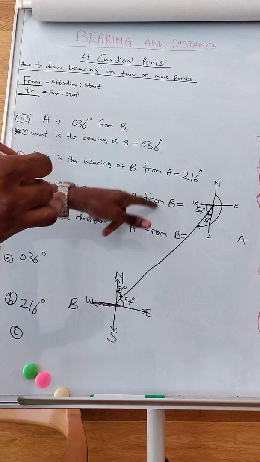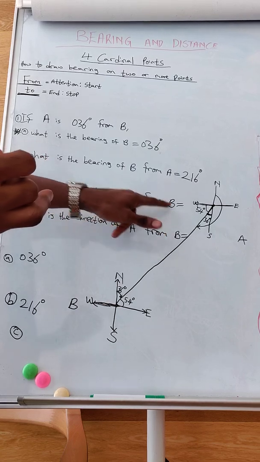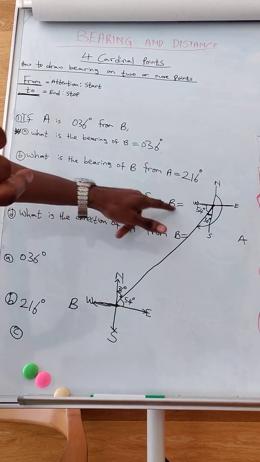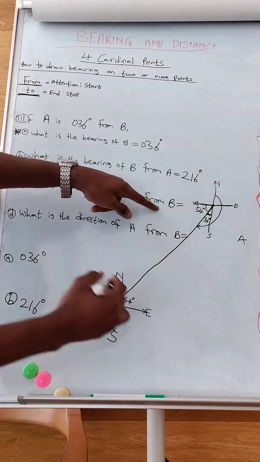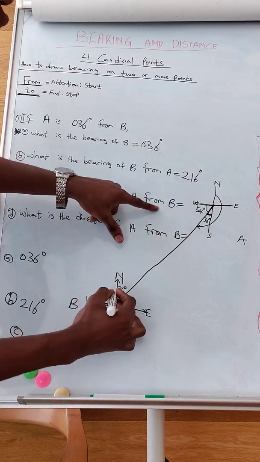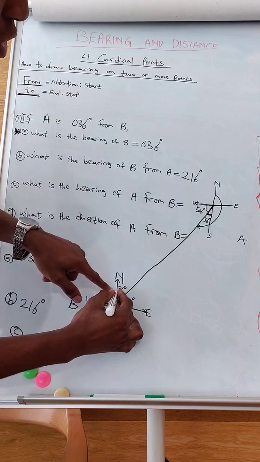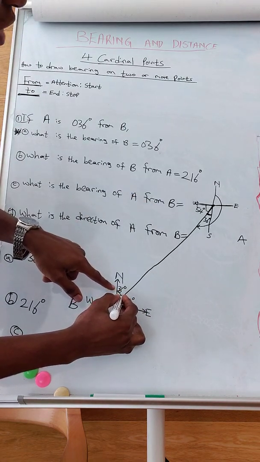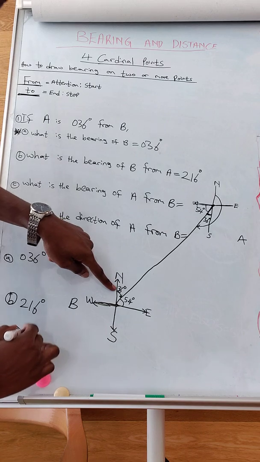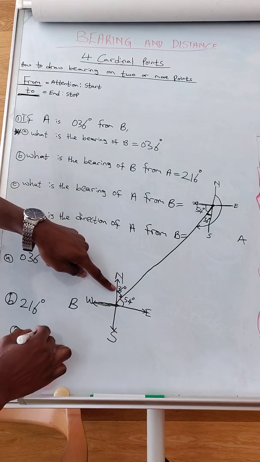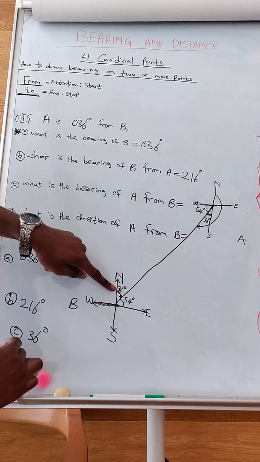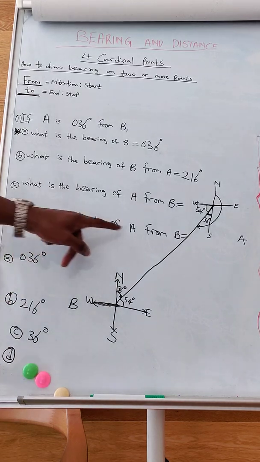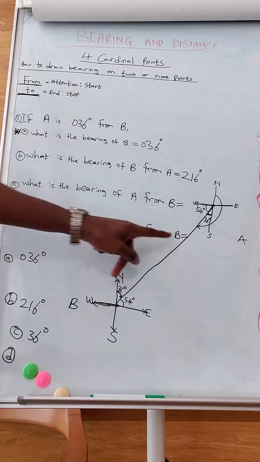The bearing of A from B. From B means go to B. Start from B. This is B, so you start from the north and draw. This is the line, 36. So the answer to C is 36 degrees.